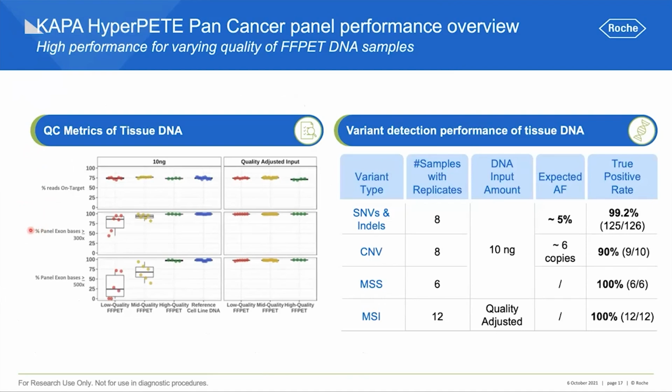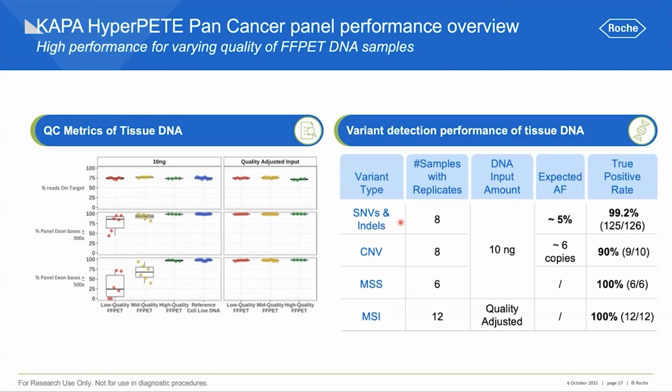Below that, percent panel exon bases greater than 300x and greater than 500x were 95% across all samples when using quality adjusted input. Percent panel exon bases greater than 300x and greater than 500x were variable, but predictable when using strictly 10 nanogram input. Low quality and mid quality DNA resulted in lower performance compared to higher quality DNA.